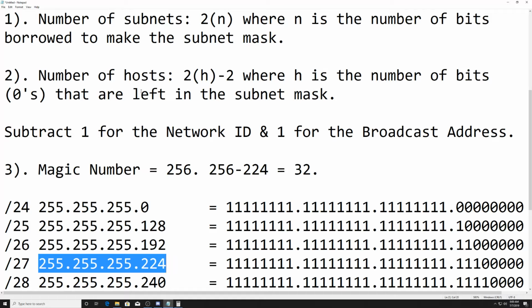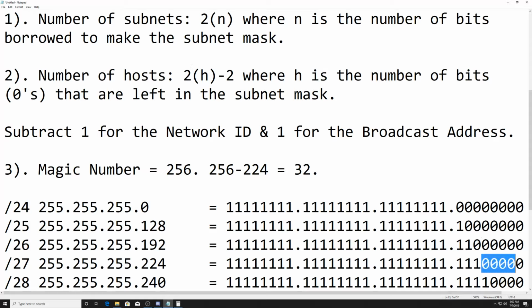To find the number of hosts, you would do 2 to the host, meaning the zeros, minus 2. And we're gonna stick with this /27. So as you can see, it is 5 zeros. So let's go to the calculator and do the math. 2 times 2 times 2 times 2 times 2 equals 32.